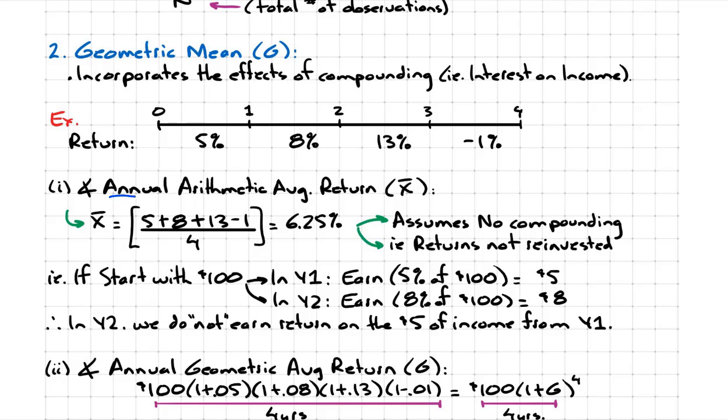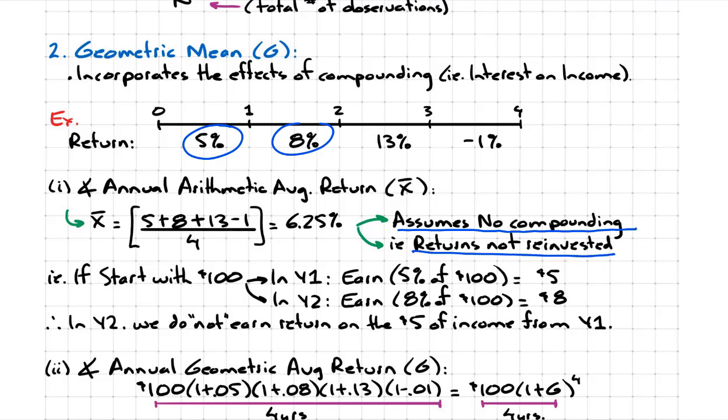So the first thing we could do is calculate the annual arithmetic average. And as we've seen before, we just add up the values for all the observations, and we divide it by the total number of observations, which is 4, and that gives us 6.25. However, by simply adding up these returns together, we're assuming that no compounding is taking place. In other words, we're assuming that the returns are not being reinvested.